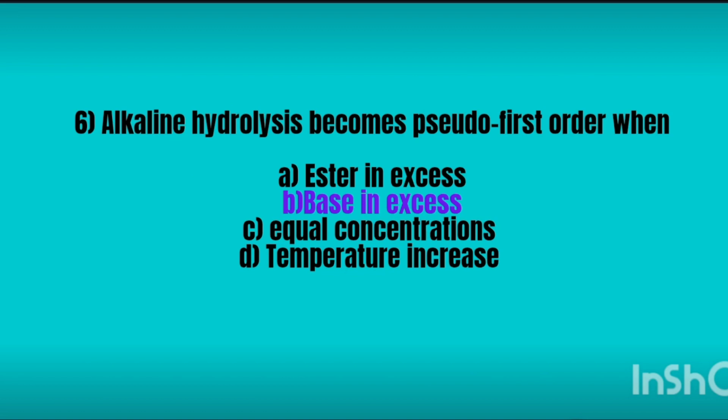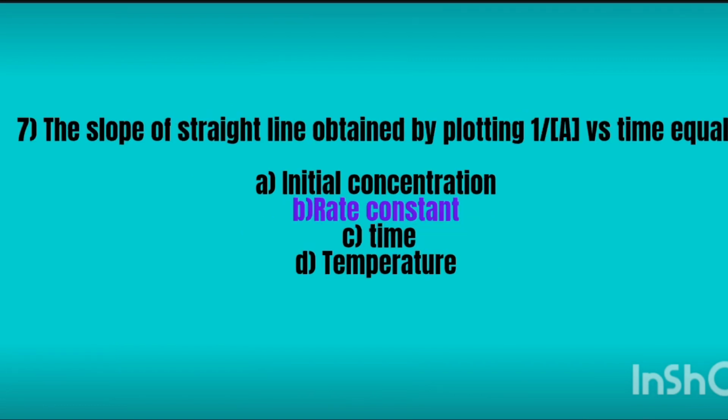Next is, alkaline hydrolysis becomes pseudo first order when: ester in excess, base in excess, equal concentration, temperature increase. If the base is in excess, then the alkaline hydrolysis becomes pseudo first order. So option B is correct here, base in excess.